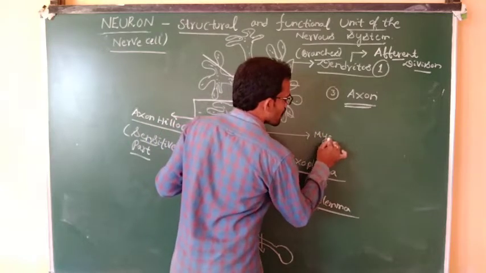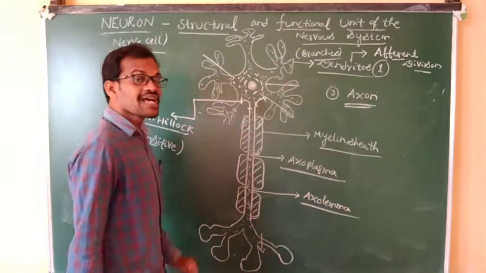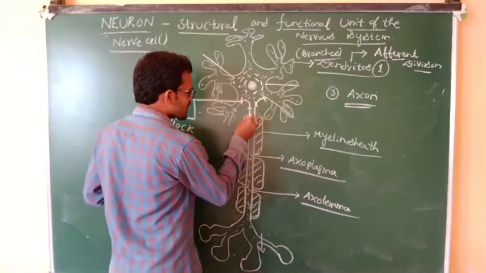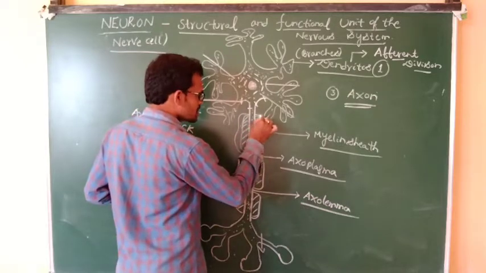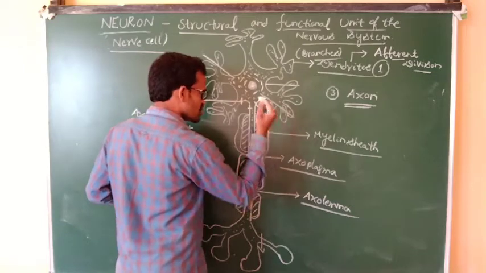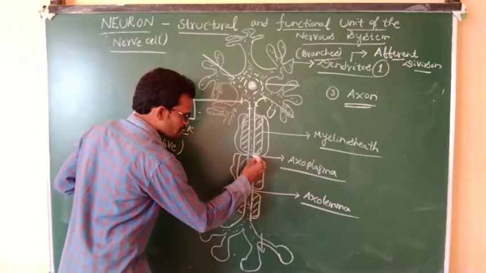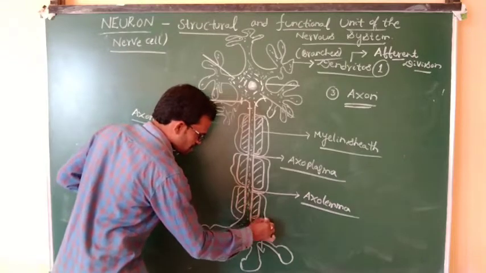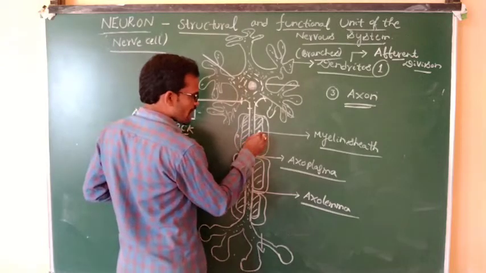It is covered with myelin sheath. Again, this axon is covered with this myelin sheath.